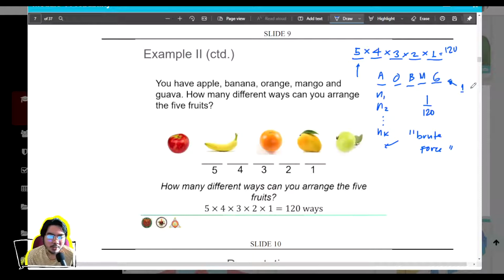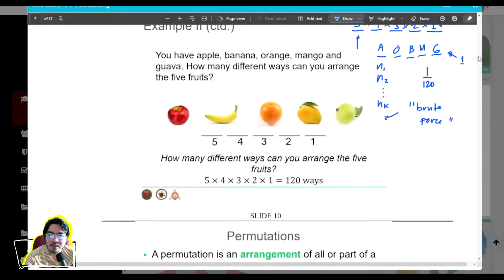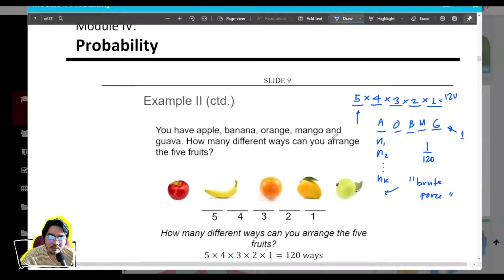So I hope that makes sense, no? So that's just a simple problem where we can use the brute force method. So and the brute force method employs the multiplication rule, no? Right? And merong magandang comment si Shane dito, no? This is actually a factorial, no? So this is a 5 factorial.